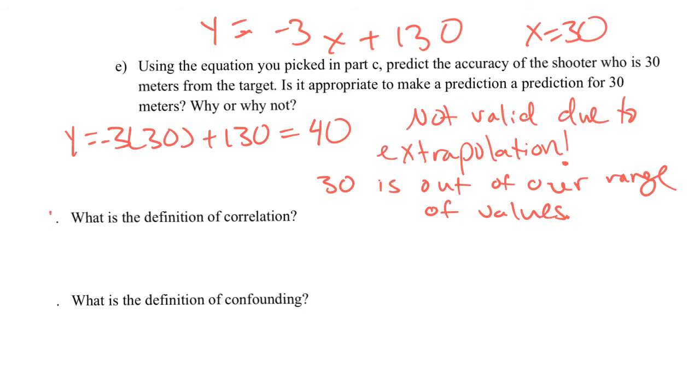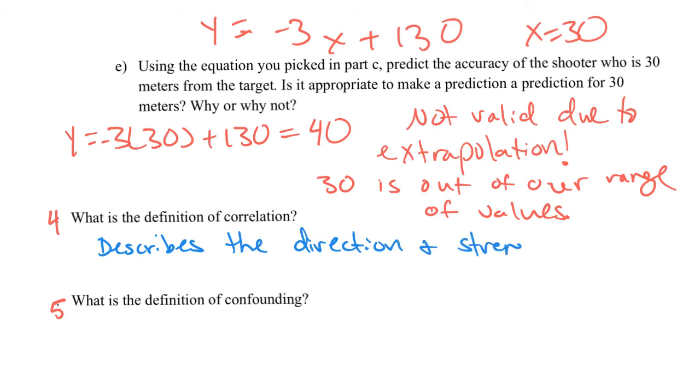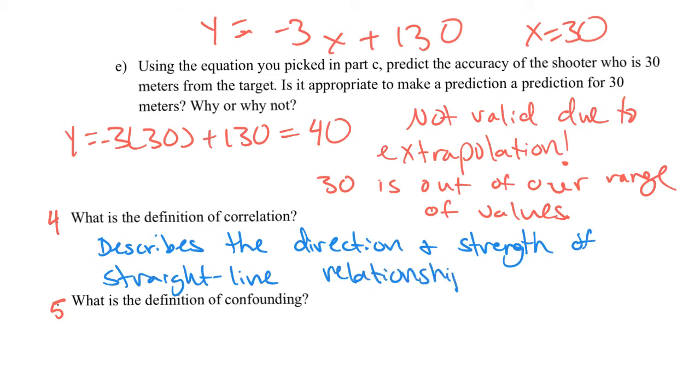All right, for these next ones, this is 4 and this is 5. So we're talking about the definition of correlation for number 4. Correlation describes the direction and strength of straight line relationships. So it's only linear relationships, only the straight lines, and it describes direction, so positive or negative, and strength is whether it's weak, moderate, or strong.